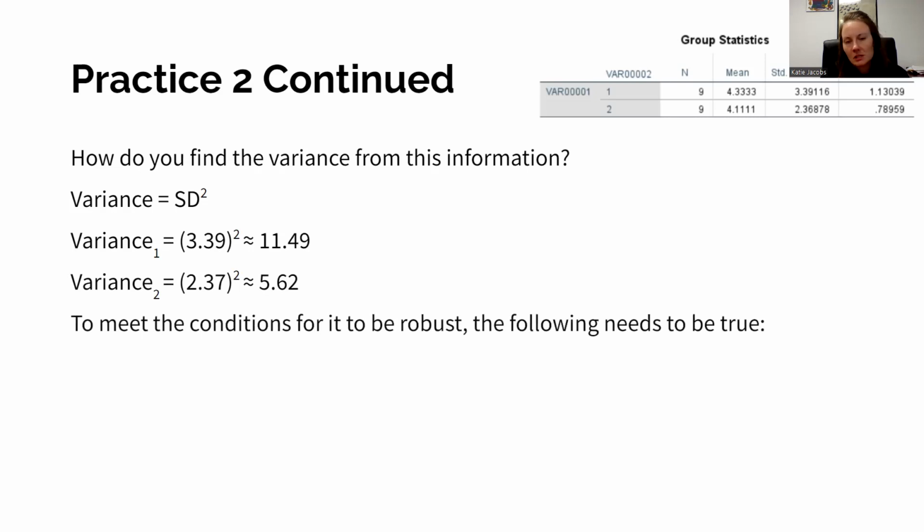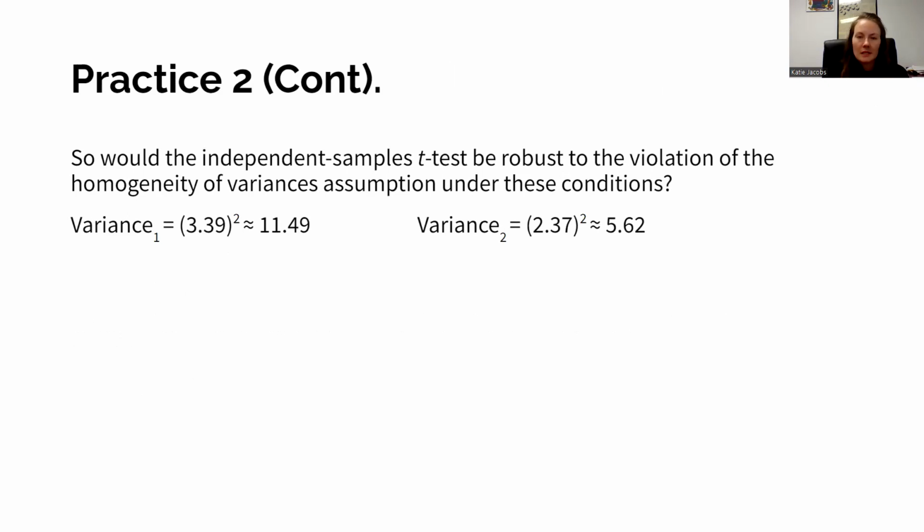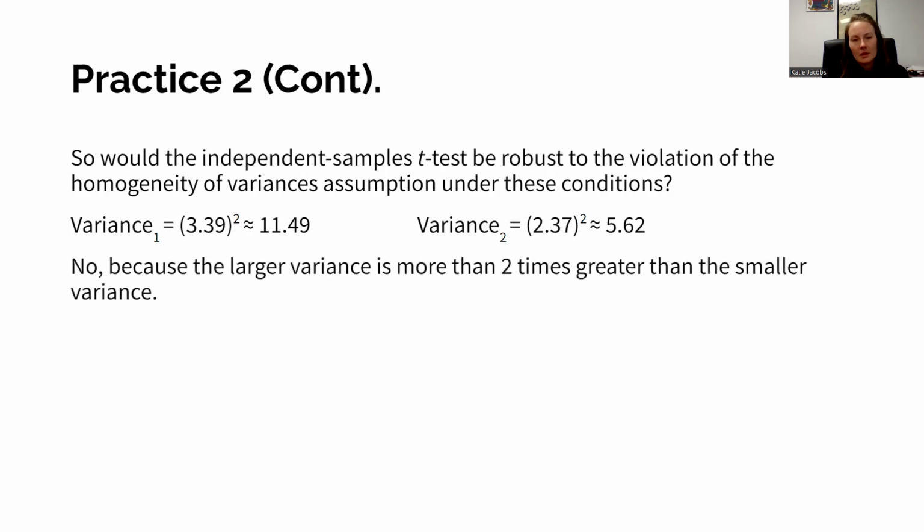Okay, so to meet the conditions for it to be robust, the following condition needs to be true: our bigger variance divided by our smaller variance is less than 2. So we need to take 11.49 divided by 5.62. Go ahead and do that now. Would the independent samples t-test be robust to the violation of the homogeneity of variances assumption under these conditions? And here we see no, because the larger variance is more than 2 times greater than the smaller variance.